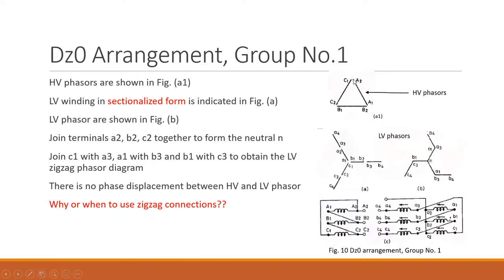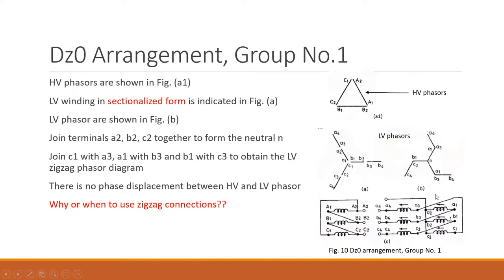A2 and C1 are joined together. So A2 must be connected with C1. Here you can see it is connected with C1. Then B1 and C2 have to be connected. B1 is here and C2 is here. So considering this diagram, the connection diagram is drawn here. I think there should be no difficulty in drawing the phasors. Hopefully you could draw them, and once the LV phasor is drawn, you would be in a position to draw the connection diagram.